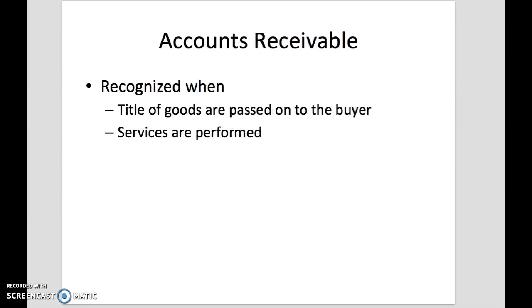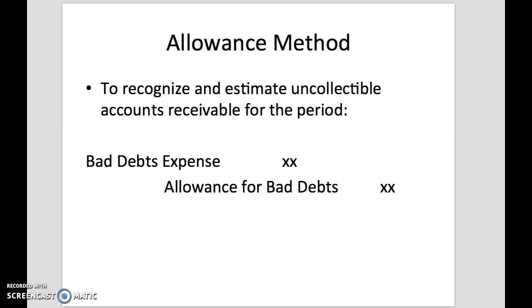Now, let's focus on accounts receivable. So as a refresher, remember that they are recognized when the title of the goods are passed on to the buyer in the case of a merchandising business, or when services are performed if you are in the business of service. For this chapter, we will use the allowance method to recognize and estimate accounts receivable for the period.